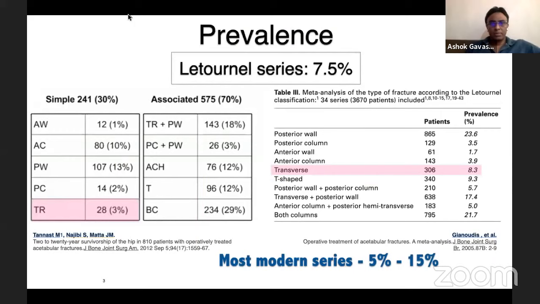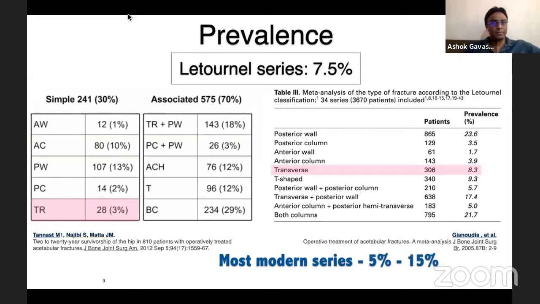So if you look at the prevalence of transverse fractures in the Letournel series, it was around 7.5%. And in most of the modern series, if you look at the TANAST one, it is around 3%. And if you look at the meta-analysis from Peter Giannoudis, it's around 8.3%. I'm talking only about the pure transverse fractures. Of course, the transverse posterior wall variety will have a higher incidence. So most modern series report incidences around 5 to 15%.